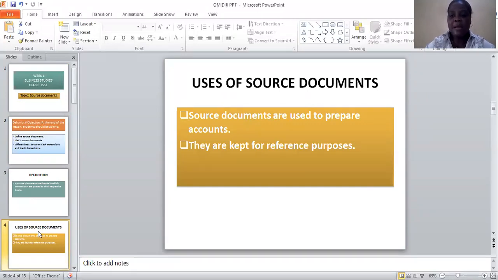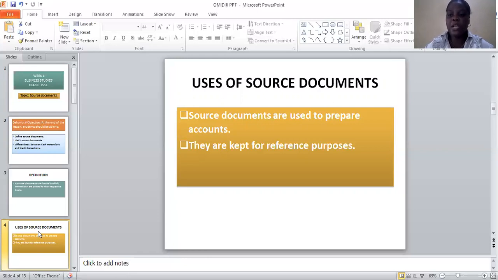Source documents can be used to record several accounts. There are so many books in which transactions have been recorded, and you can transfer these transactions into subsequent accounts. Take for instance, trading accounts and balance sheet.